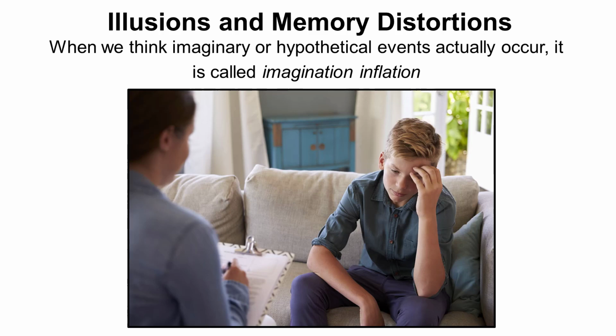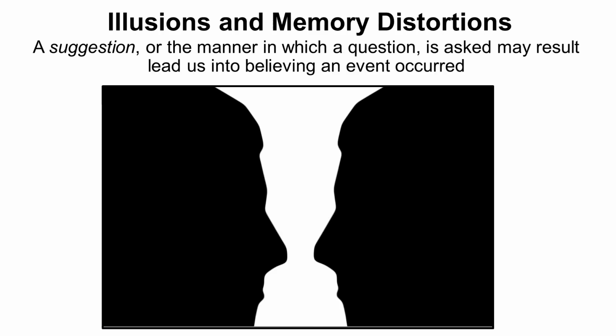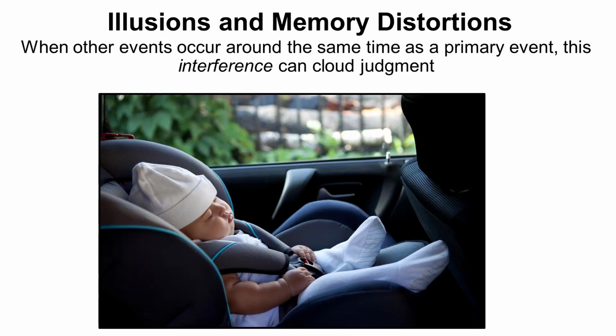Suggestion is the third category of memory distortion and involves how a question is asked. Can you see a vase in this picture? Well, yes, I do. Because I asked you if you could see a vase, you likely missed the 2 faces looking at each other. Because I have primed you with a suggestion, it becomes difficult to see anything but what I have suggested. When faced with sensory overload, our judgment can be adversely impacted.